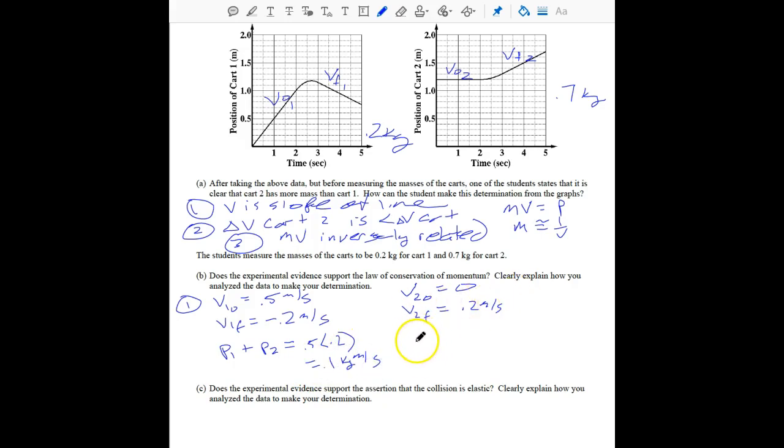And then over on this one, we've got no velocity for the second one, so we're just going to add that to 0. So this is the momentum of the system before. Let's find the momentum of the system after.